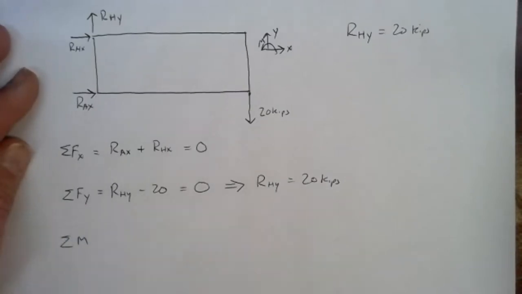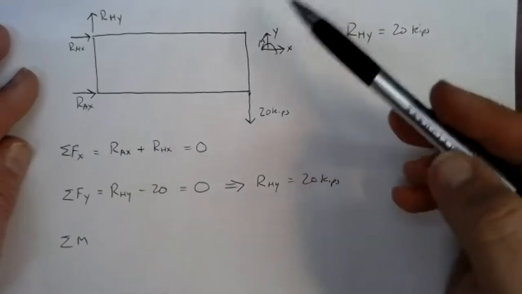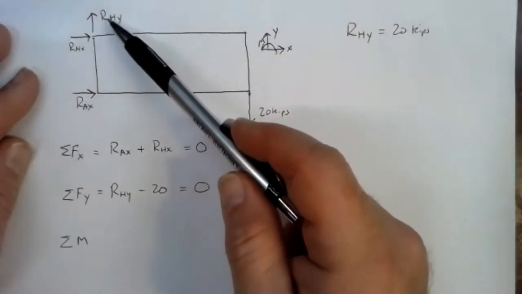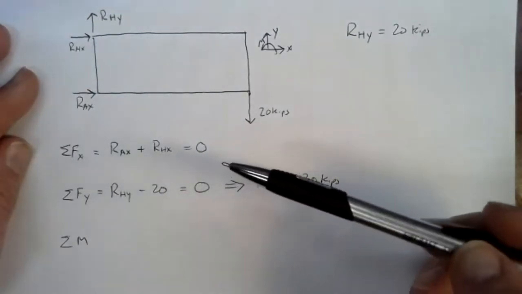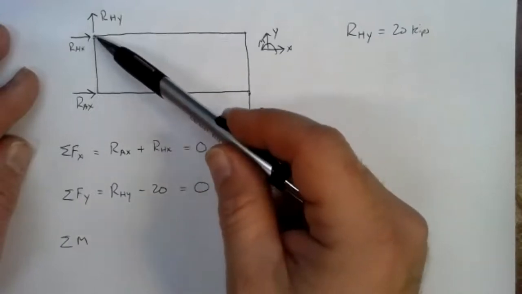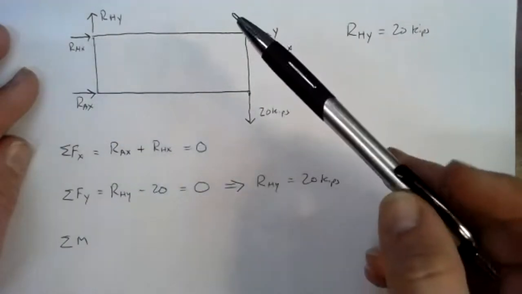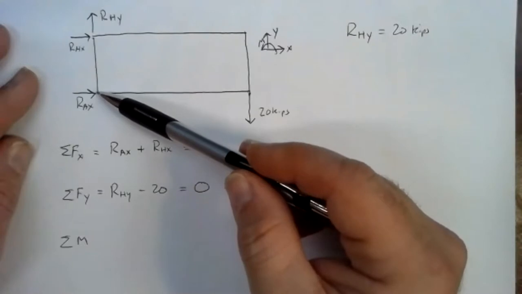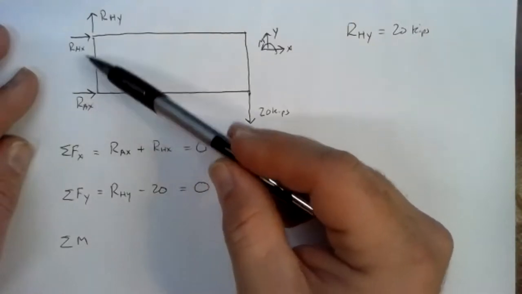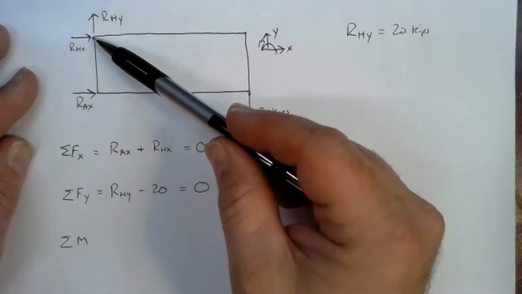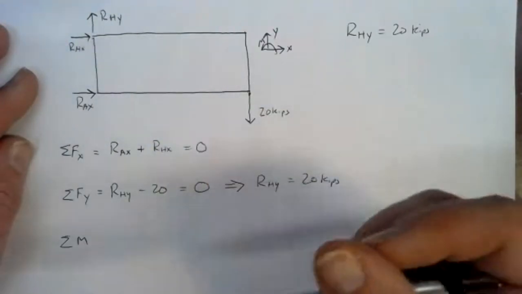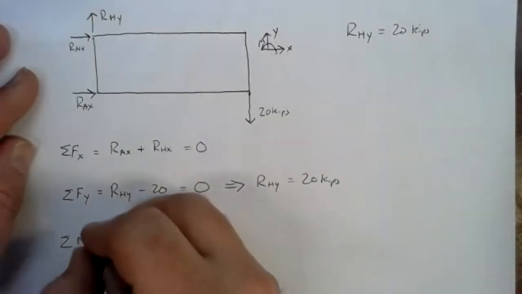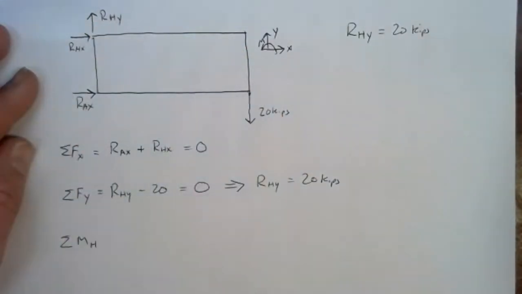So we'll take our sum of moments about a point, and you could pick either point H or point A as your pivot point. Those would work out pretty well. Either way, you're going to knock out two forces. If you picked your pivot point at A, RAX won't have a moment, RHY won't have a moment. If you pick H as your pivot point, RHX and RHY will both not have a moment. So let's pick H, just sort of arbitrarily here.